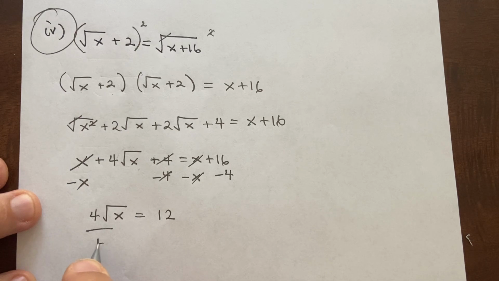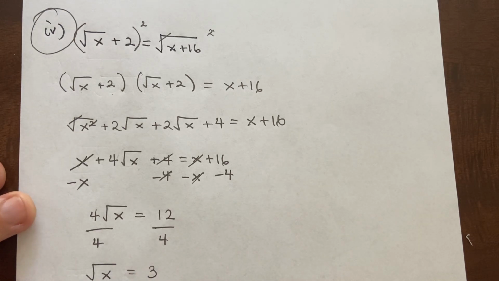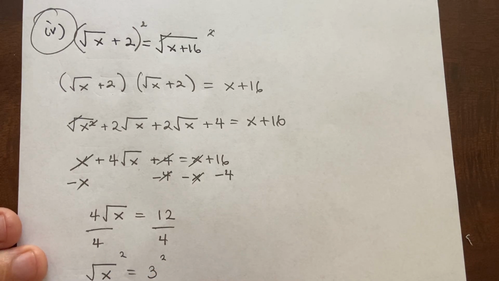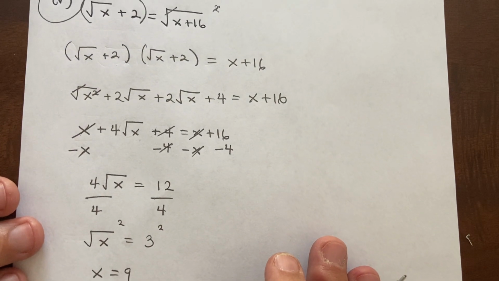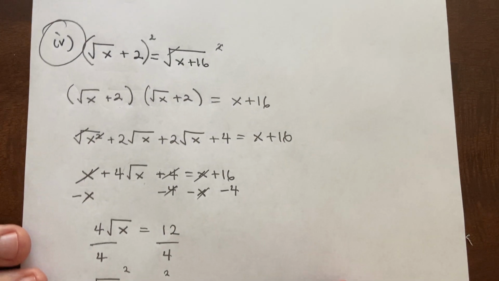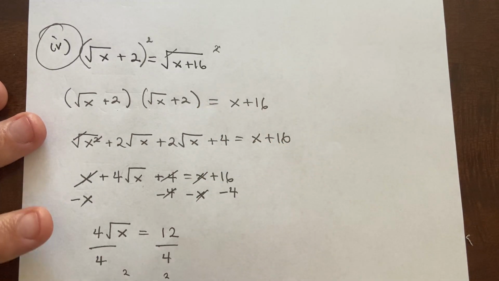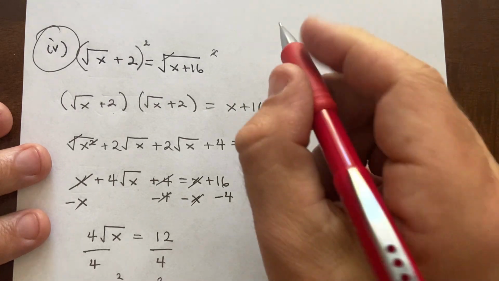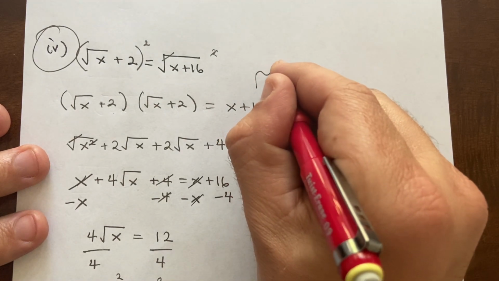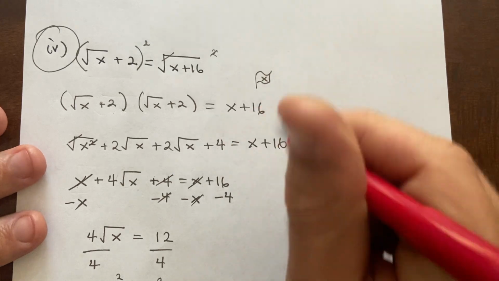Right, divide by 4 to fully isolate root x. So I have root x equals 3. And now finally squaring for the second time. And I get x equals 9, potentially. I say potentially because we squared here and we squared down here. So definitely a red flag is going off. And we do need to check this.